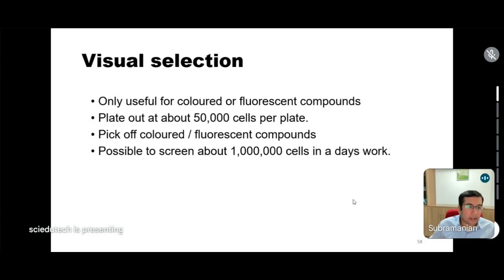You can also do a visual selection where you use colored or fluorescent compounds. You can plate out about 50,000 cells per plate and pick the cells expressing these colored or fluorescent compounds, and this way you are able to screen more than 1 lakh cells in several days. Next slide.